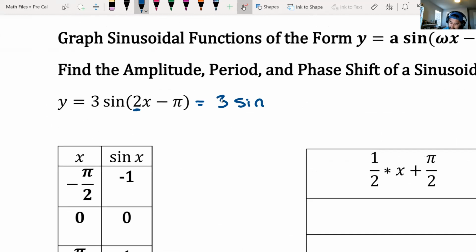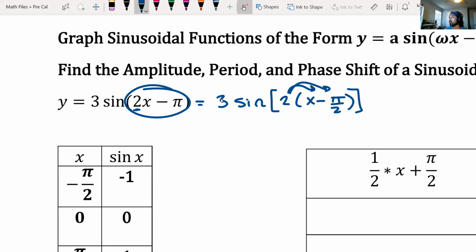3 times the sine, and I'm going to put brackets just to be neat. And I'm only factoring it from the inside. So all of this is still remaining inside the argument of the sine function. So when I factor this 2 out, I'm going to get 2 times x minus pi over 2. So remember, when you factor something out, it's essentially dividing it from each term. So if you want to check if you factored correctly, just distribute this 2 back in, and we'll get back to the original statement inside the sine function.